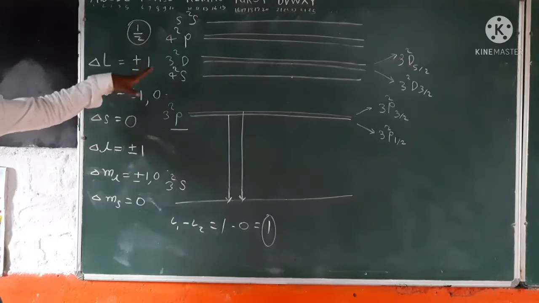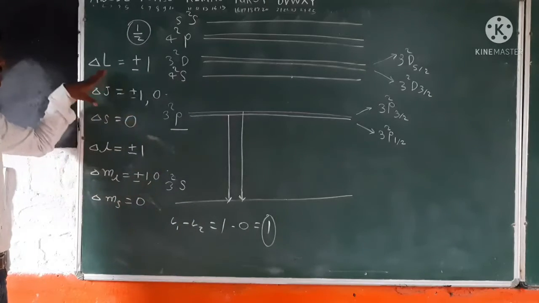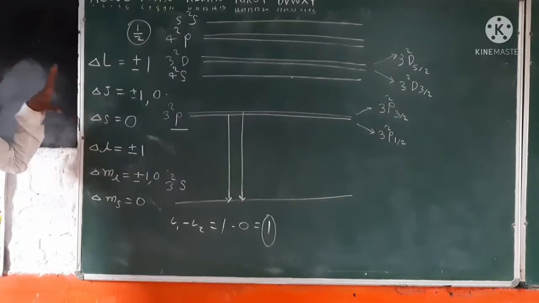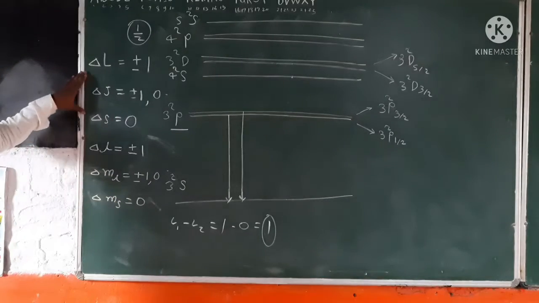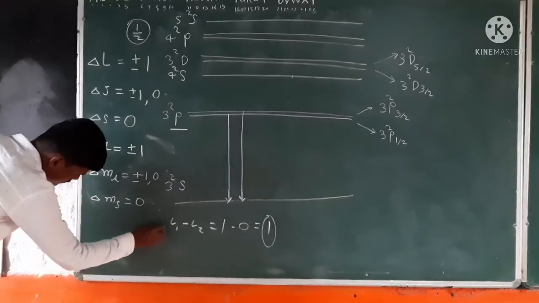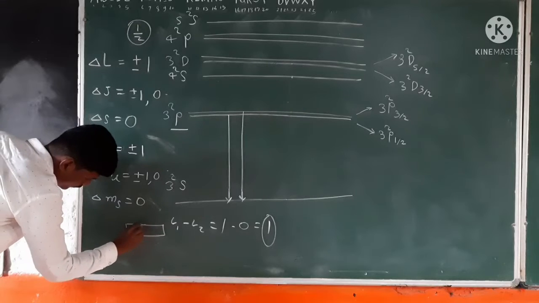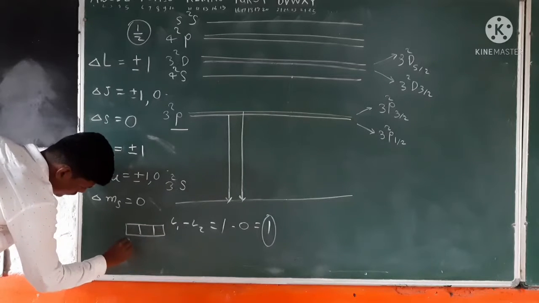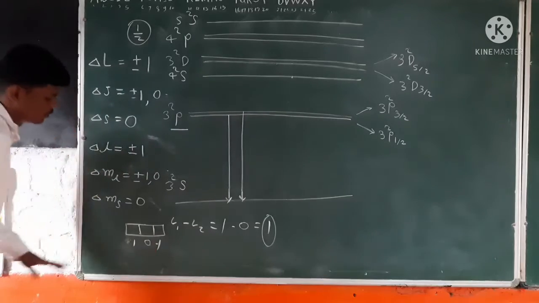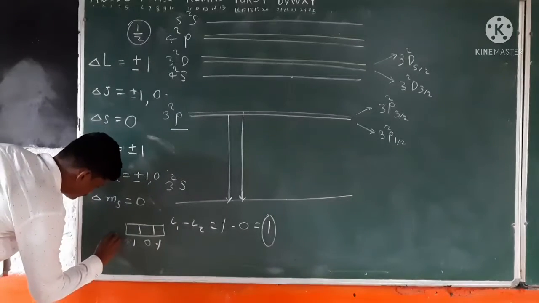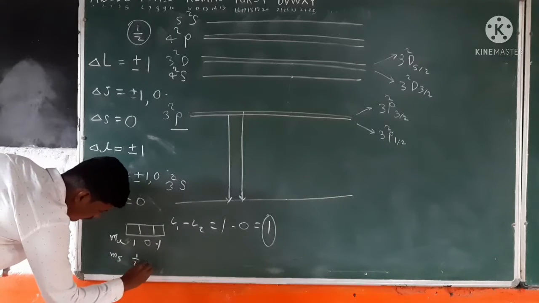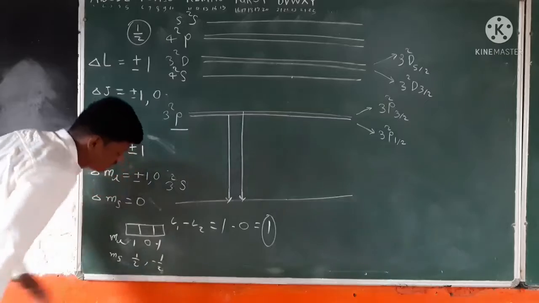If the transition or the states follow these rules, they are allowed. If not, then this transition is not allowed. So these are the selection rules. Here you can see del ms, we know the values: minus 1, 0, 1. So these are the ML values, we know this. And for S, MS, we know it will be half or minus half. So this is up, this is down.